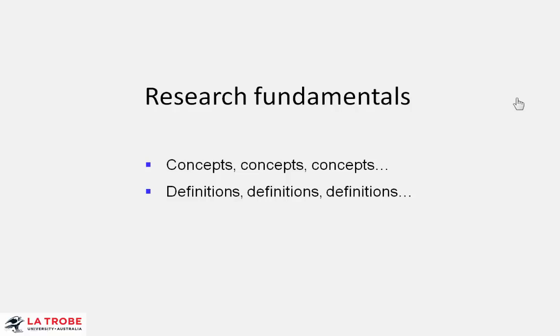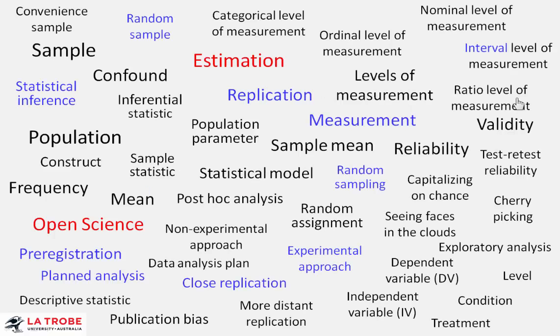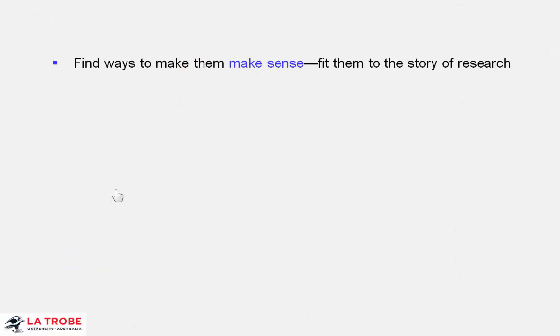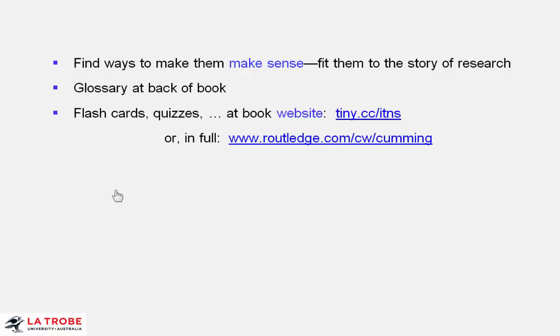This chapter is about the basics, lots of concepts and definitions. Of course, it would be crazy to confront them all in one hit like this, but already some of these you'll be a little familiar with: statistical inference, sample, estimation, open science. The key, I think, is to take it slowly and to figure out how they each make sense and how they fit into the story of research. That's our story of asking questions, collecting data, analysing and drawing conclusions.